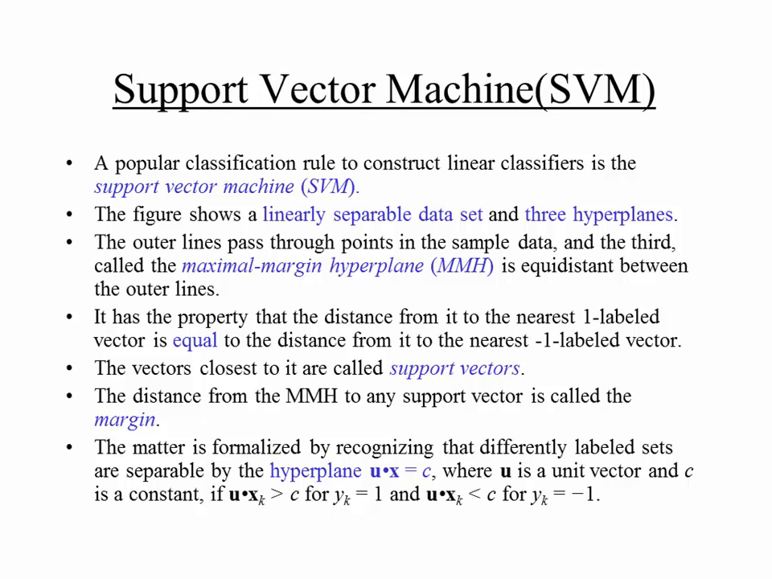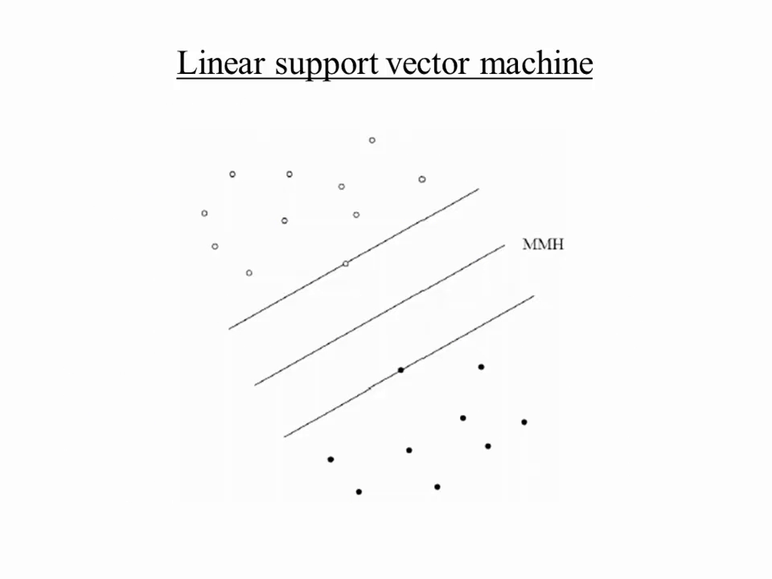Next, we are going to move on to a discussion of what are called support vector machines, SVM. A popular classification rule to construct linear classifiers is what is called the support vector machine. So let's look at the figure. Here you have a figure with a bunch of points. There are two types of points: you have these circles and then you have the dots.